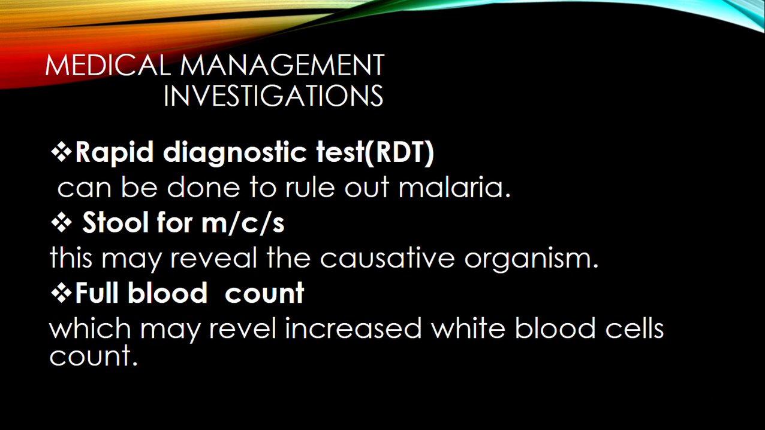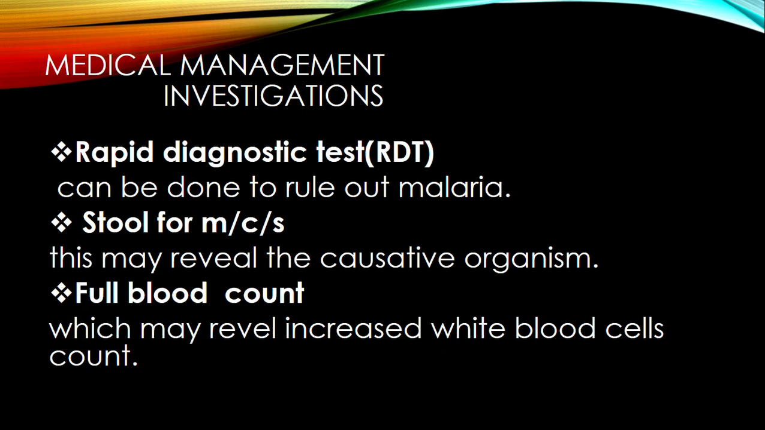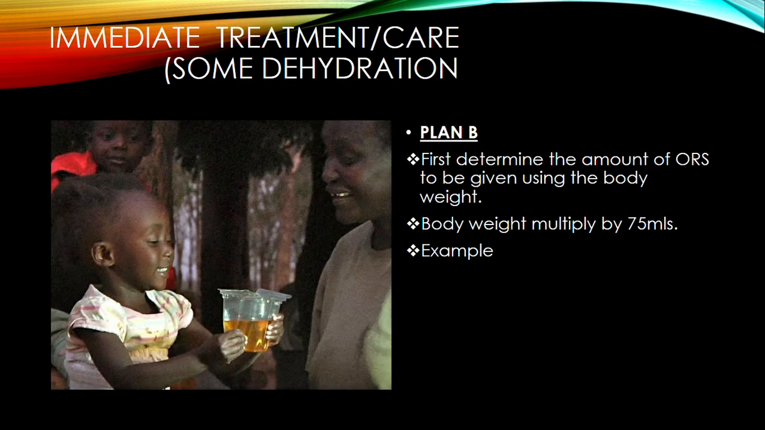Then urine for MCS can also be done. Urine for examination can also be collected and taken to the laboratory for the investigation. Then a full blood count also can be done, which may reveal an increased white cell count. So those are some of the investigations that can be done.